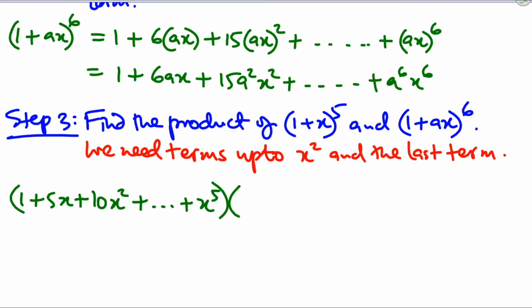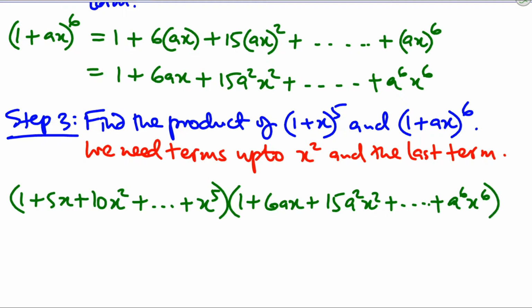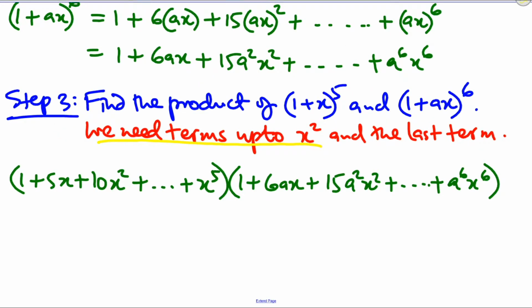And the second expansion, which is right here, is 1 plus 6ax plus 15a squared x squared plus whatever comes, plus a to the power 6 x to the power 6. Now remember, we just need the terms up to x squared. So when you expand this, we don't need terms in x cubed or x to the power 4. We just need up to x squared, which is actually easier for us.